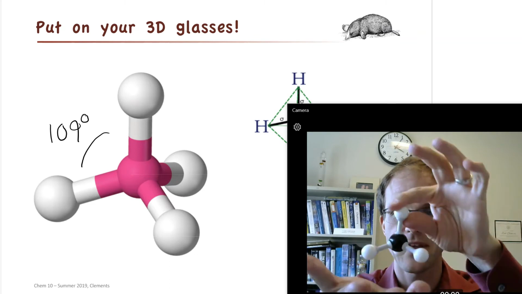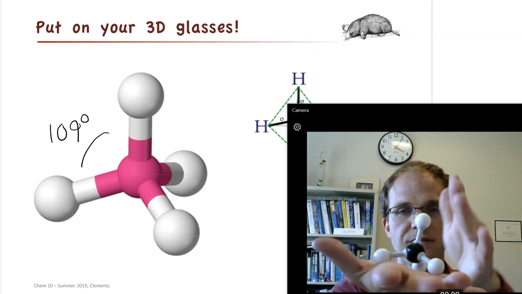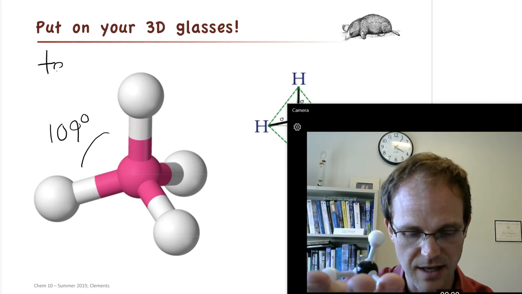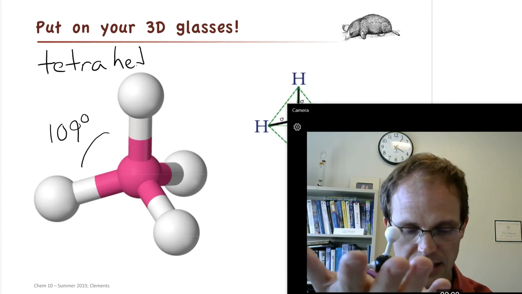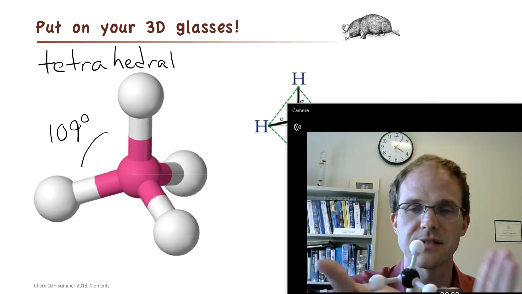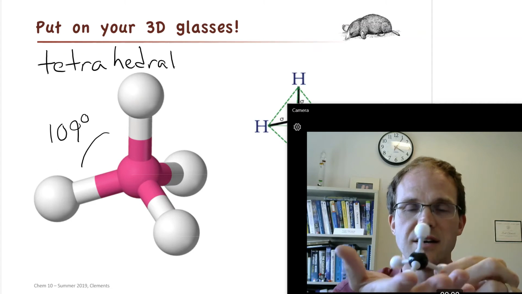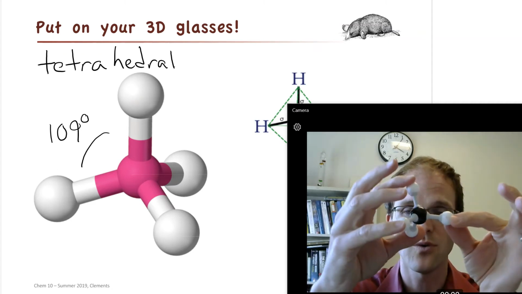Now, this kind of looks a little like a pyramid, right? I've got that little pyramid on the bottom, and there's a face here, and a face here. And so there's actually 4 faces to this guy. And so we use the word tetra, which means 4, and hedral, which talks about faces. Now, you don't really have to worry why tetrahedral is called tetrahedral. It just is, but that's why. And that's what we call the shape when there's a central atom with 4 things attached to it.